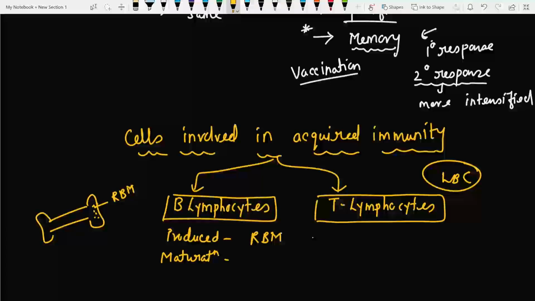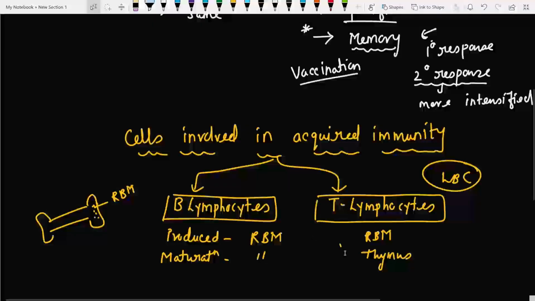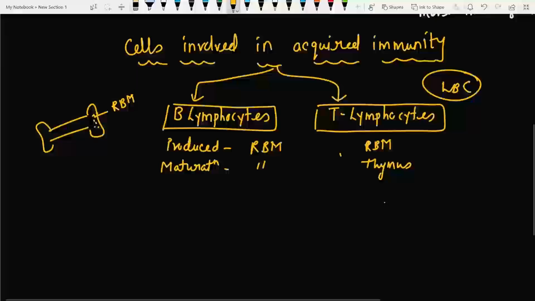B lymphocyte is produced and matured in red bone marrow only, but the T lymphocyte is produced in red bone marrow and matures in the thymus. The thymus is a primary lymphoid organ. It gets matured and differentiated in the thymus. That's why the names are T lymphocytes and B lymphocytes.